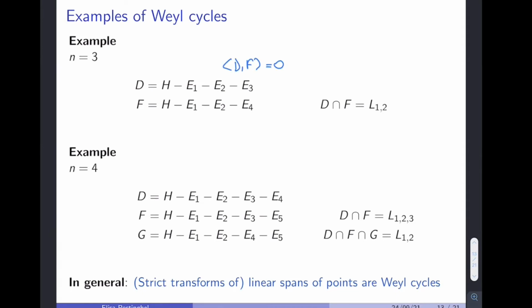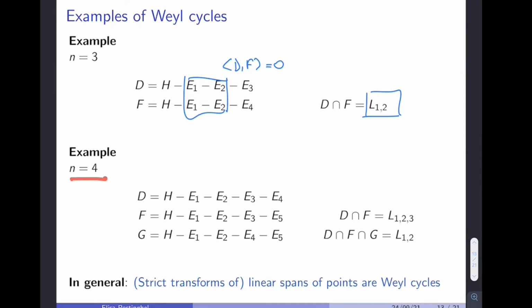And if I take the intersection, well, think about it, these are two hyperplanes, they share 2 points. So their intersection is the line through the 2 points. So if I intersect these two divisors, I get a line through 2 points. In other terms, a line through 2 points is a Weyl line. Also in higher dimension, it was already a -1 curve in dimension 2.